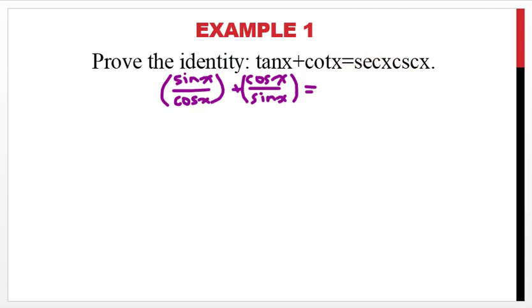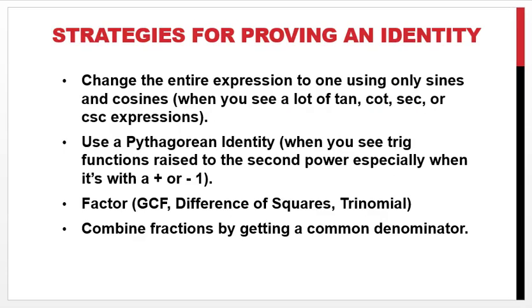So now let's go back to our list of strategies and see which one we can perform next. Well, we've just changed everything to sines and cosines, so we don't have any more expressions that we can rewrite using sine and cosine. Everything has already been done for that. So this one is not an option for our next step.